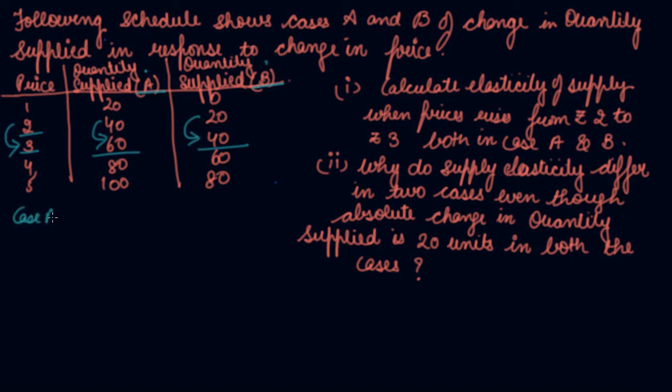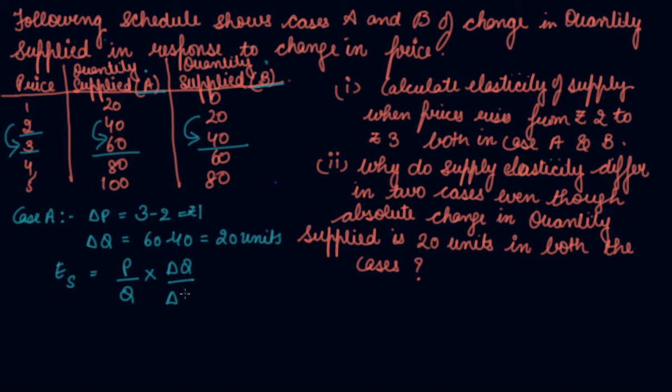Now let's take case A. Change in price is 3 minus 2, that is 1 rupee. Change in quantity is 60 minus 40, that is 20 units. So elasticity of supply, we have the formula same as the elasticity of demand has, P by Q into change in Q by change in P. The only difference is there is no negative sign, just because there is a positive relationship between the price and quantity supplied according to the law of supply.